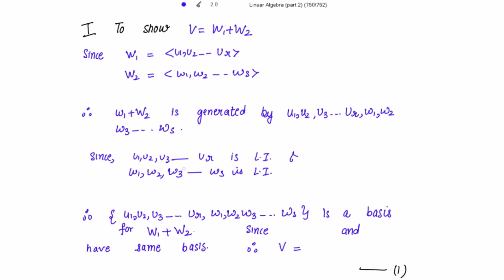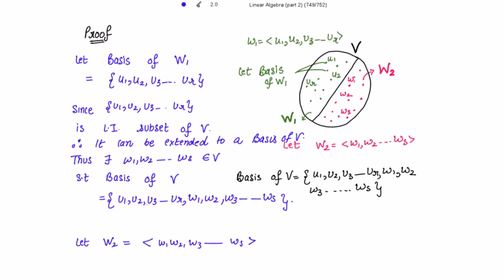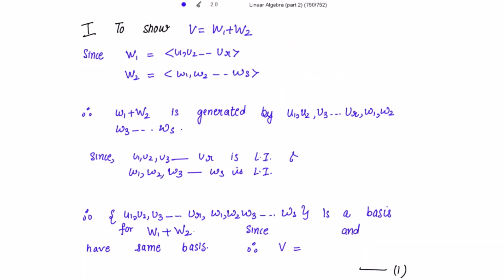So these are extended to form the basis of V, right? And we have said that U1, U2, U3, there exist W1, W2, Ws belonging to V such that all these form the basis of V. And because these are among the bases of V, these are also linearly independent.